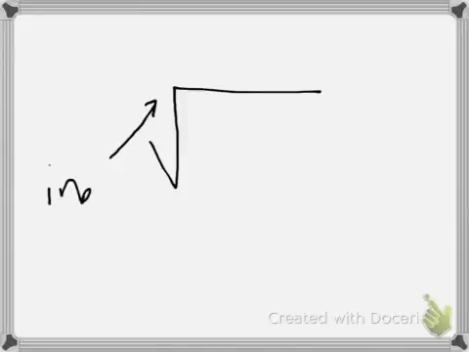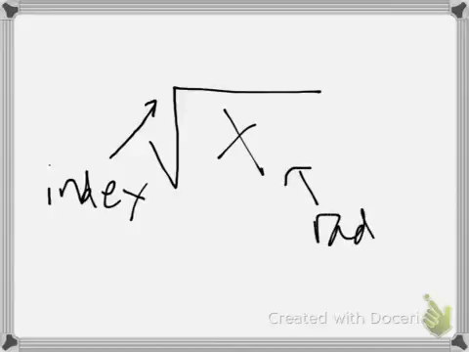Okay, so for nth roots, you can just go over some of the parts. There's going to be an index, and if there is no index, then it's always assumed to be 2. And there's going to be a radicand, and the radical sign.